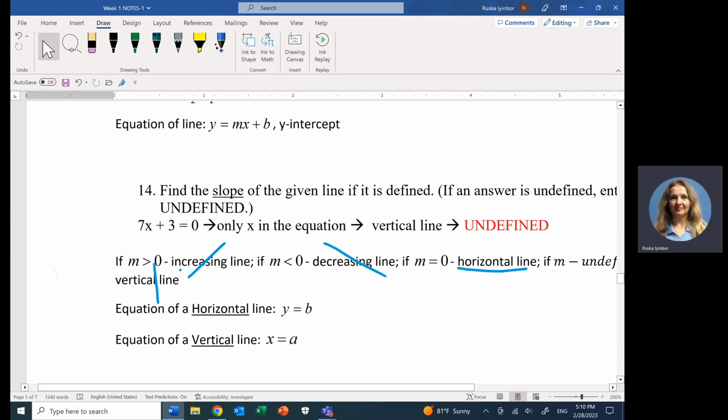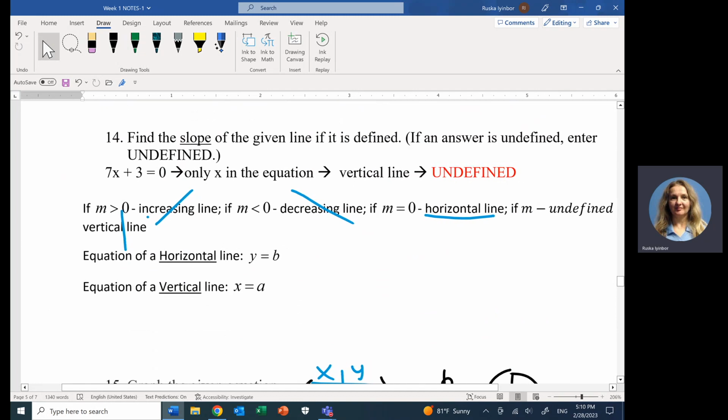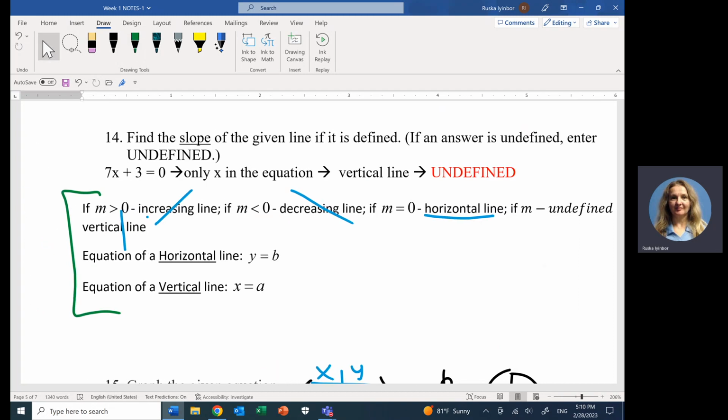Number 14. I include this information here from the formula sheet from algebra. If you remember, the slope is a number which tells us if the line is increasing, decreasing, horizontal, or vertical. If the slope is positive, we have an increasing line, which means going up. If the slope is negative, the line is decreasing, going down from left to right. If the slope is 0, we have a horizontal line. If the slope is undefined, we have a vertical line.